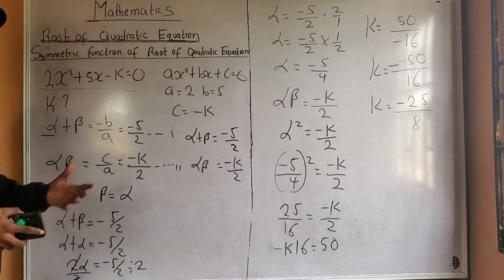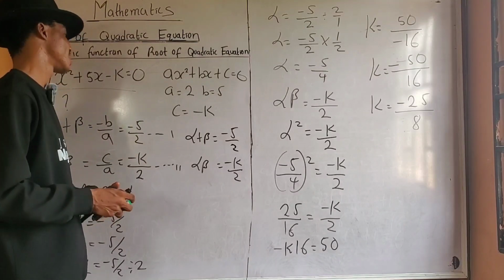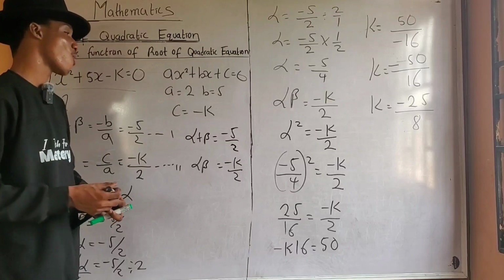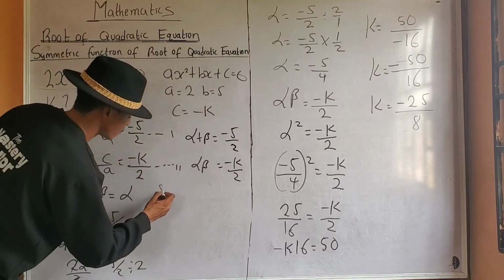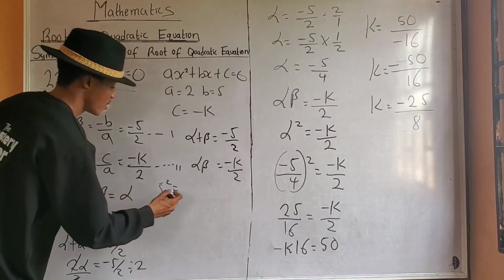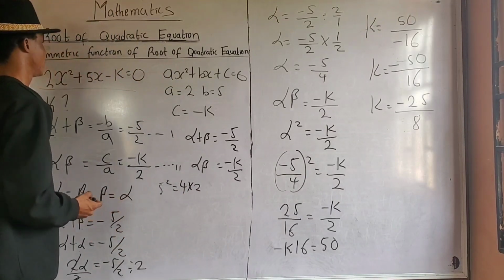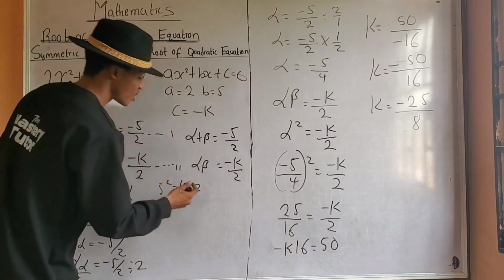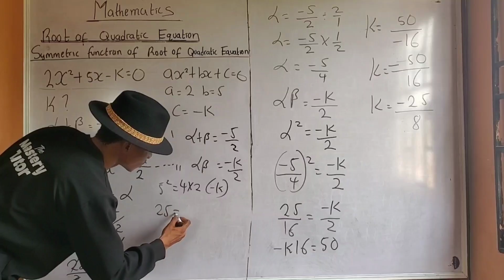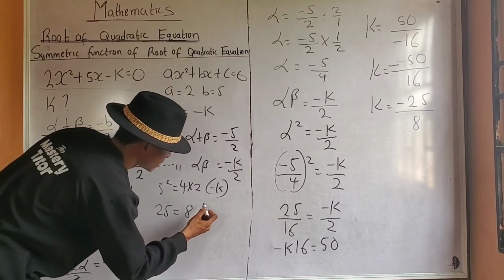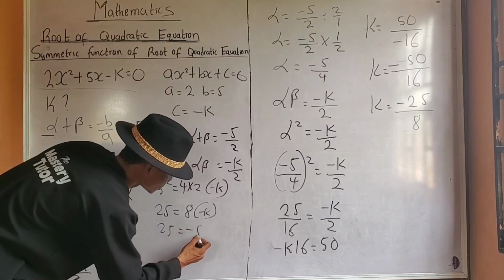Now, if you don't want to use this method, you can use the discriminant method. Are you getting it? B squared equals 4ac. And to do that, here b is 5. So I'm going to have 5 squared is equal to 4 multiplied by a. A is 2. 4 times 2, 8. And c is what? Negative k. So I'm going to multiply by minus k. 5 squared is 25. 25 equals 4 times 2 is 8, 8 multiplied by minus k. Now I'm going to have 25 equals minus 8k.